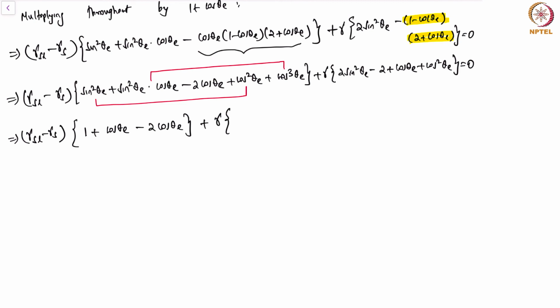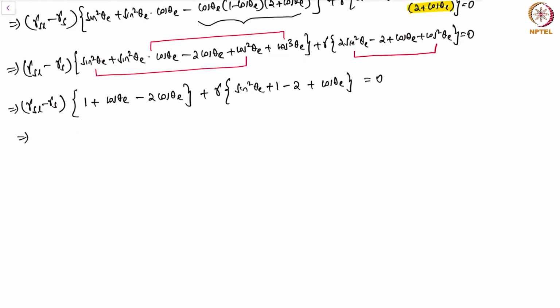Over here again we can do something similar. I can join a few terms here. The sine square theta e has two terms here. I can combine it with the last one, and therefore what's left is only sine square theta e plus 1, it survives. I have minus 2 plus cosine of theta e. This is 0. And therefore we simply have gamma SL minus gamma S of 1 minus cos of theta e plus gamma of, I have sine square theta minus 1, so that is minus of 1 minus sine square theta plus cosine of theta e is 0.